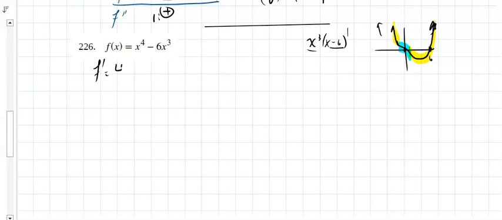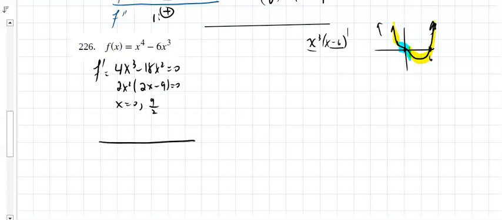So the derivative is 4x cubed minus 18x squared, and we want to know where that equals 0. That is 1/4, x squared, not 4, 2. 4 doesn't divide 18. 2x squared times 2x minus 9 equal to 0. So that's when x equals 0 and x equals 9 halves.